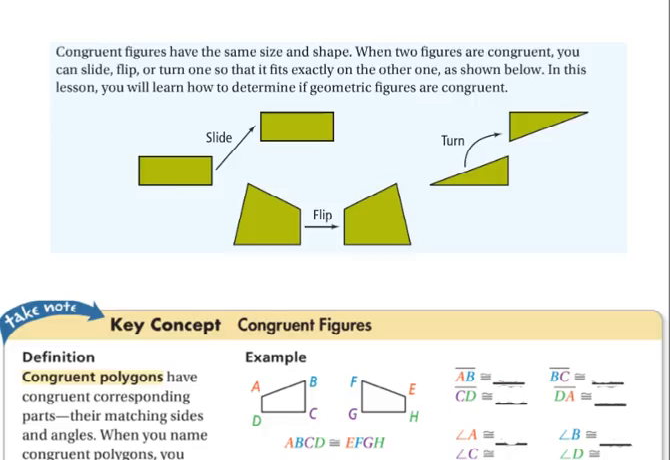So congruent figures have the same size and shape. When 2 figures are congruent, you can flip, slide, and turn them. So that's exactly what we did all last chapter on our transformations. And clearly our sizes stay the same after we transform these.